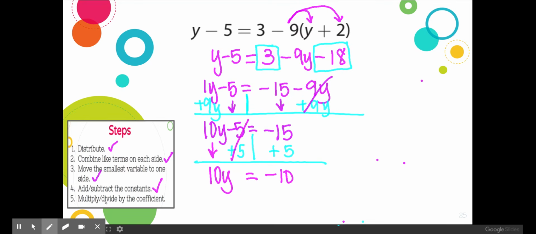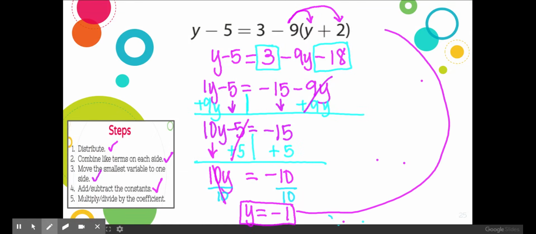Now my final step is step 5, which is to multiply or divide by the coefficient. Again here, the numbers are being multiplied, so I got to do the opposite, which is divide by 10 on both sides. When I divide by 10 on both sides, 10 divided by 10 is just 1, so I'm left with y equals negative 10 divided by 10, which is negative 1. Hopefully that's what you got. Remember, you can also check your work by plugging that value into your original equation and make sure that you get a true statement.